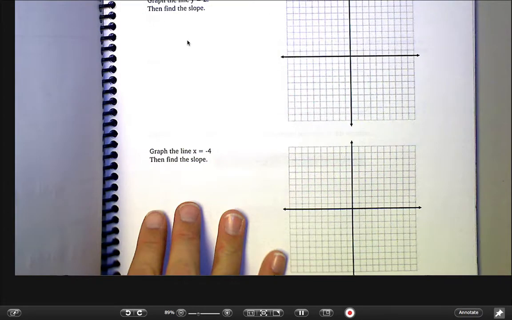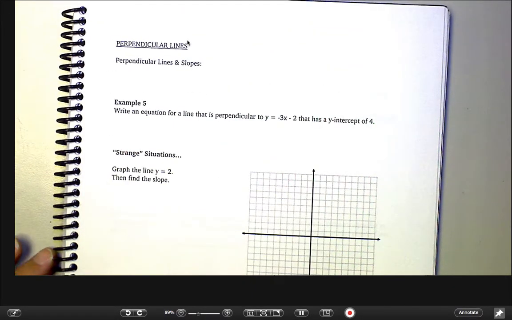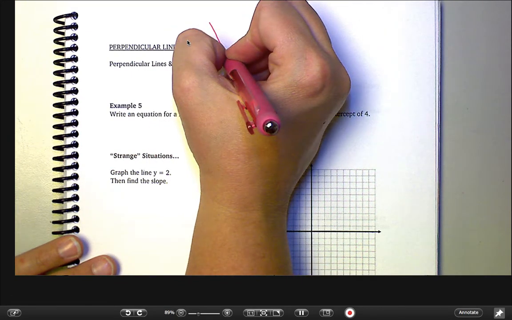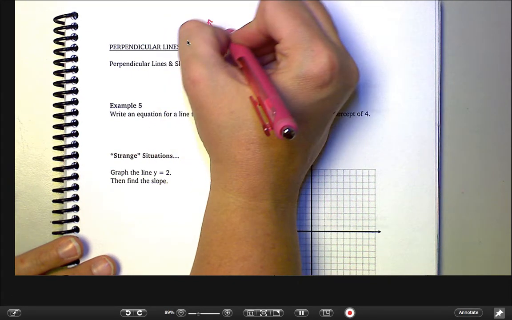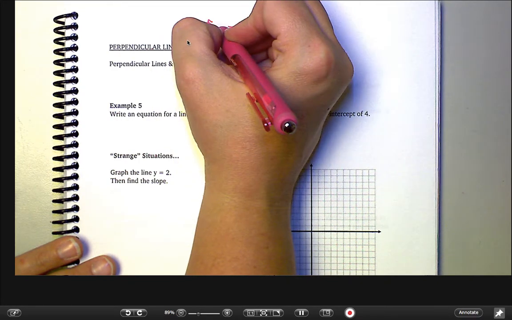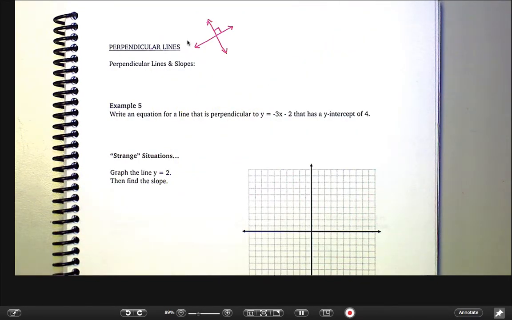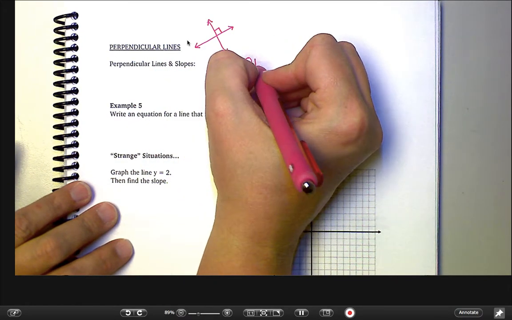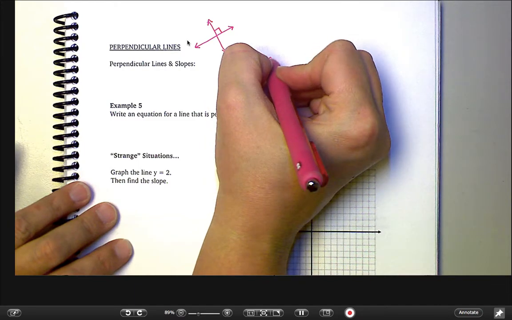All right. So kind of going along with parallel lines, we have perpendicular lines. Perpendicular lines, just to remind you, are lines that cross at a 90-degree angle. Okay, so parallel lines are lines that don't cross at all. Perpendicular lines cross, but they cross in a very specific way. Okay? And when we're doing perpendicular lines, their slopes are what's called opposite reciprocals.